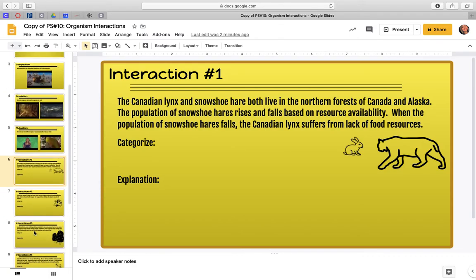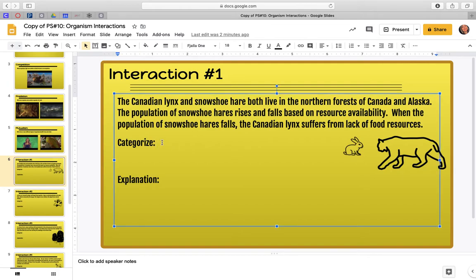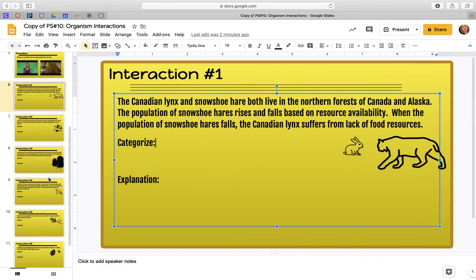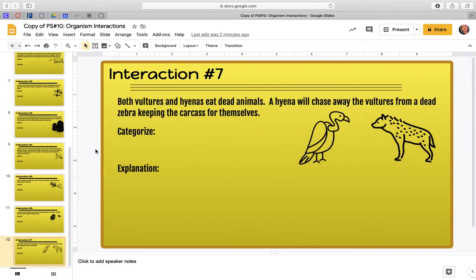And then what you were supposed to do, I got a lot of questions about these slides here. And that's really my fault because I didn't really explain in detail what I was looking for with categorize and explanation. So basically, I'm looking for you to tell me, is this a predatory relationship, a competitive relationship, or a mutualistic relationship? So you're reading the scenario, and then you're going to tell me which relationship you think it is, and then you're going to explain to me why you think it's that relationship. So I'm going to read through these with you, and I'm going to tell you what they are.